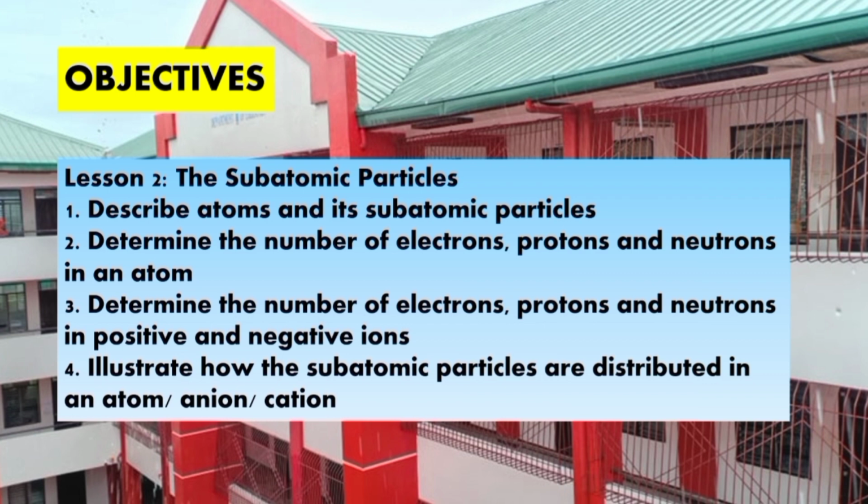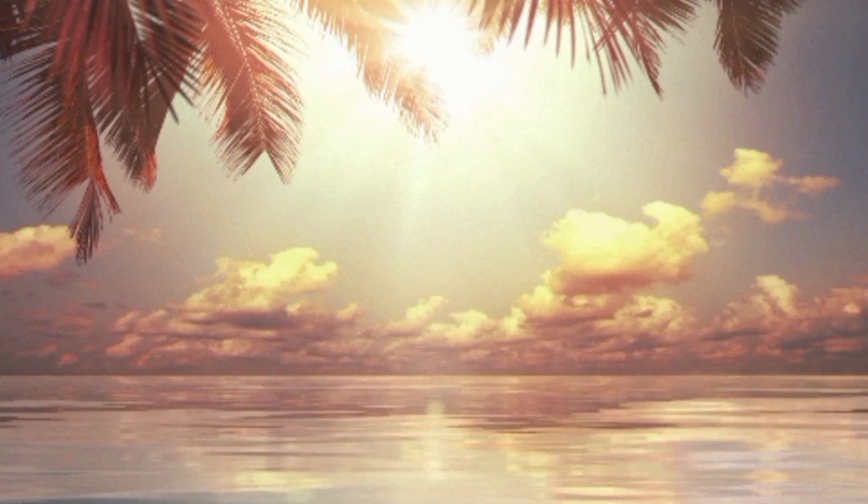So first, you will describe atoms and its subatomic particles. Then you'll also determine the number of electrons, protons, and neutrons in an atom, also in ions. And then you will be illustrating how these subatomic particles are distributed in an atom or in ions.